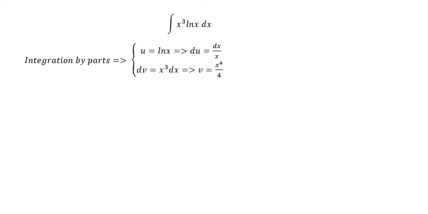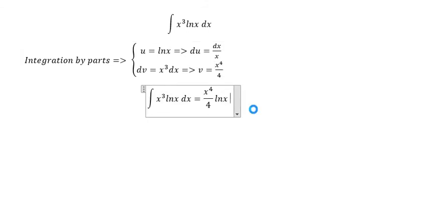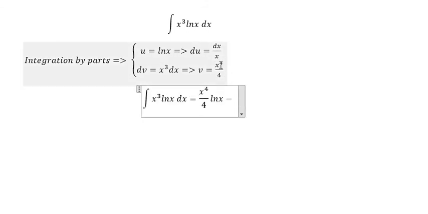And now we will do this one. x to the power of 4 over 4 multiplied by the logarithm of x in here. And we have v multiplied by du. And we need to remember about the negative.